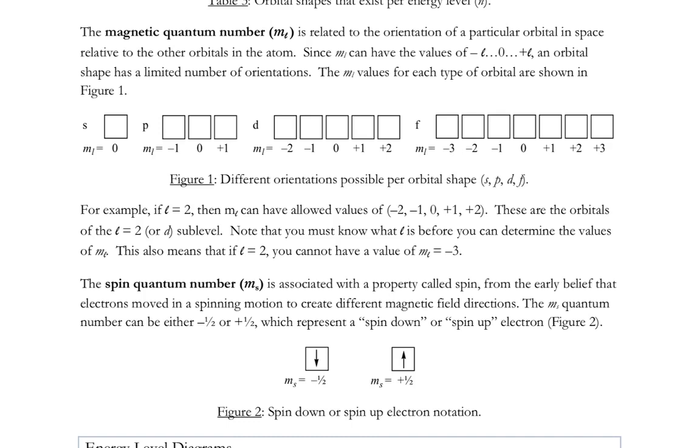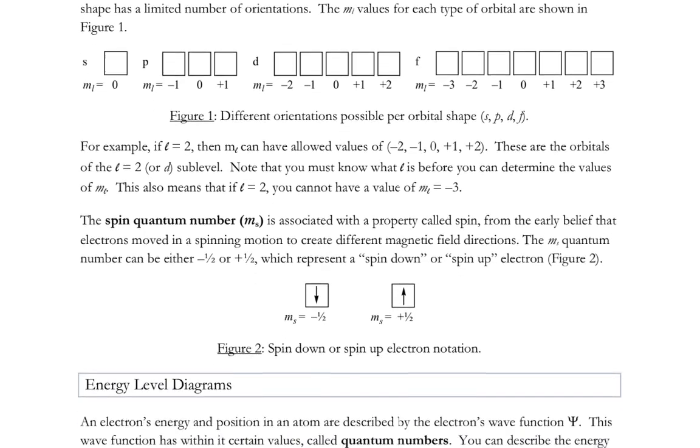When we have L equals 2, we have d atomic orbitals. For m sub L, they can be -2, -1, 0, +1, or +2, which means we have 5 atomic orbitals in the d subshell. For f, L is 3, so m sub L goes from -3 to +3. That results in 7 atomic orbitals in that subshell.